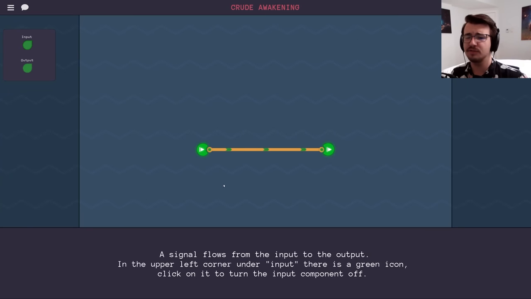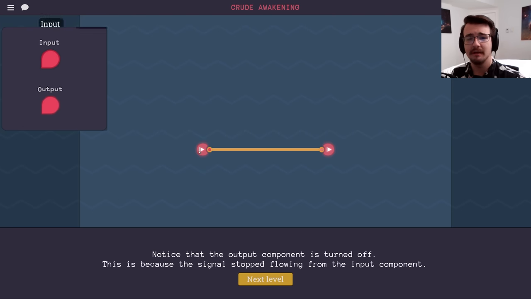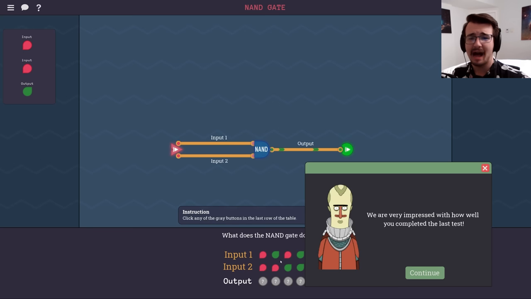Here, a signal flows from the input to the output. What I can do is select the input and switch it from on, which is green, to off, which is red. And that causes the signals to stop flowing. On, off, yes, no. And in binary, we would have 1, 0. Lot of ways to talk about it. I'll be using on and off.